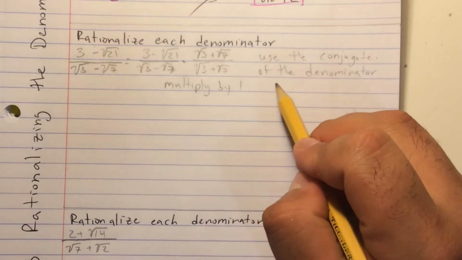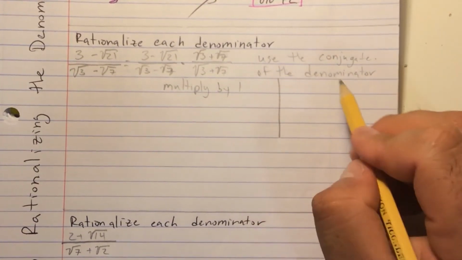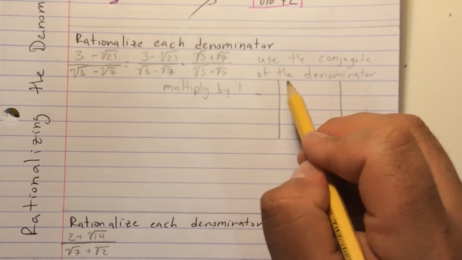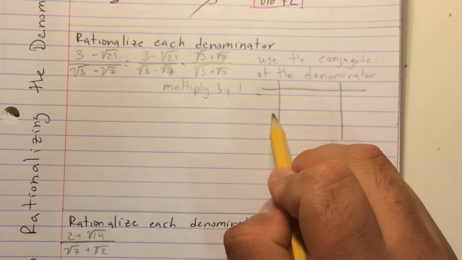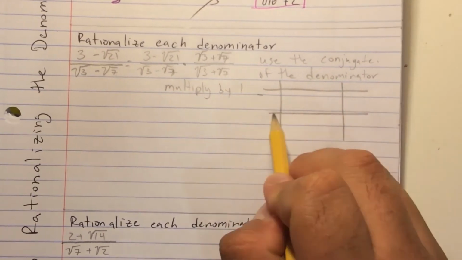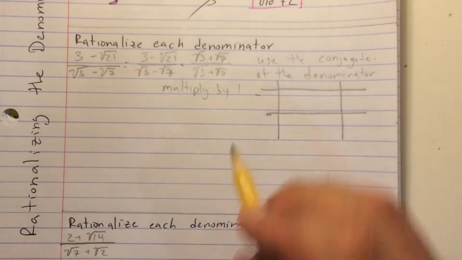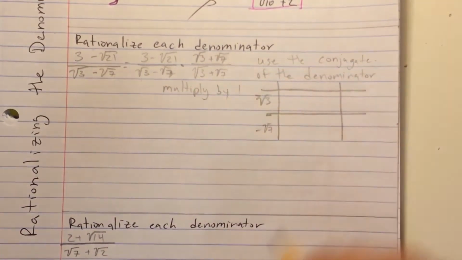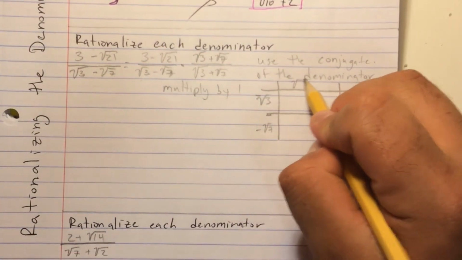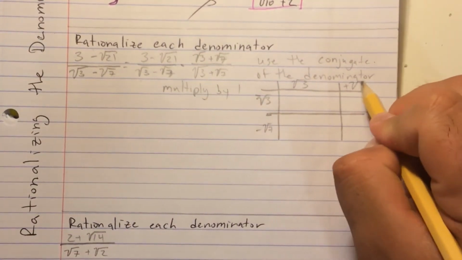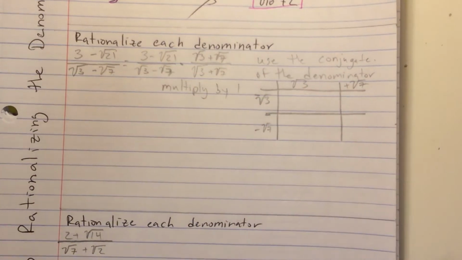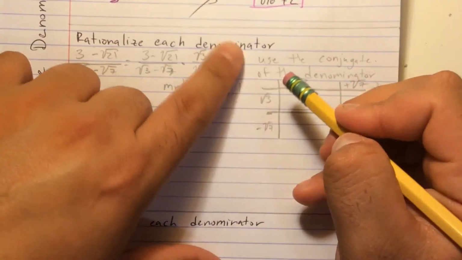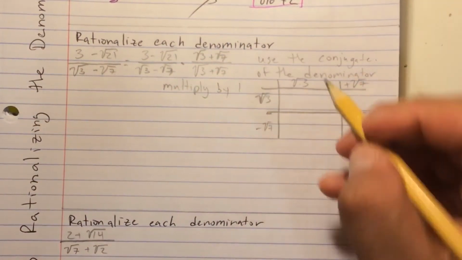So we're going to do another little mini. I'm going to do this a little bit smaller because I need the space. Same thing again. We have our radical 3 and our minus radical 7. And then we have our radical 3 and our positive radical 7. So this one we have 3 times 3.